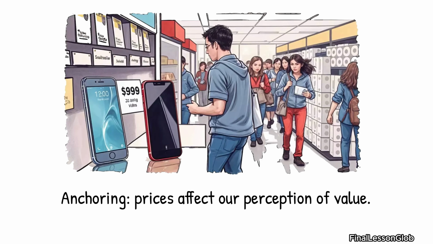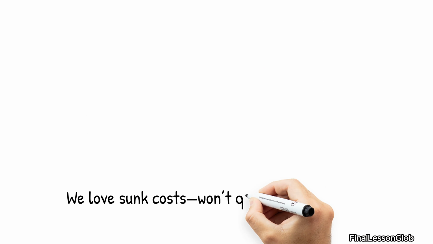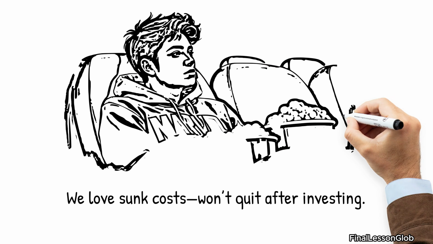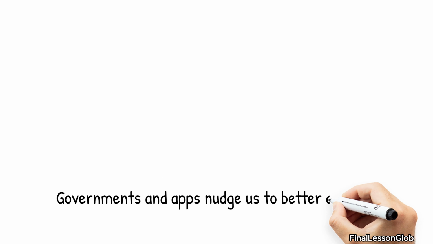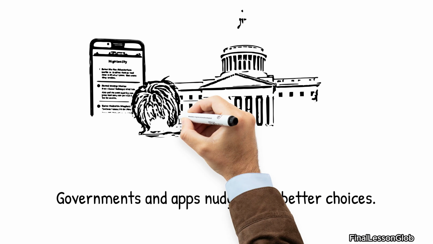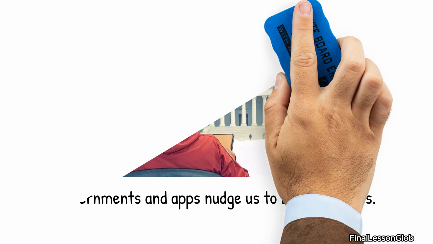We herd. If everyone panic buys toilet paper, so do you. And we love sunk costs. We'll sit through a terrible Marvel sequel because I already watched the first 8. So yeah, we're bad at money. That's why governments and apps nudge us with default options, annoying notifications, auto-saving, and auto-enrolled retirement accounts, because left alone, we'd spend our retirement fund on Uber Eats.